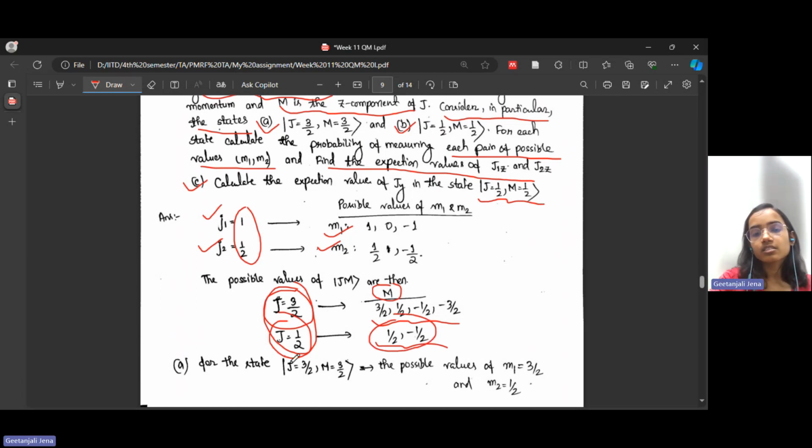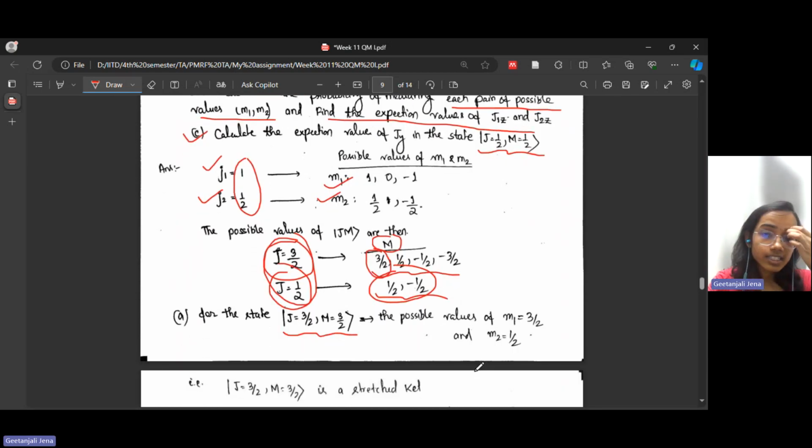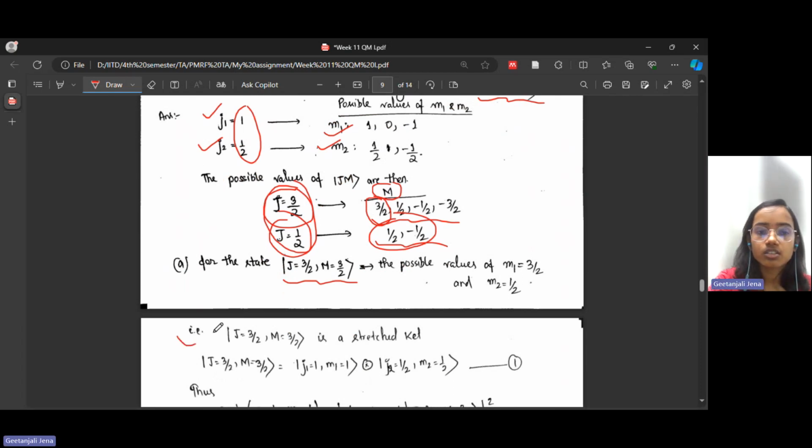Now let us see the initial state, which is J equal to 3/2 and M equal to 3/2. If you see, it is a stretched state, because the maximum value of M is 3/2, and you will only get this value when M1 is 1 and M2 equal to 1/2. In any other combination, you won't get M equal to 3/2. So that means the first state is a stretched state.